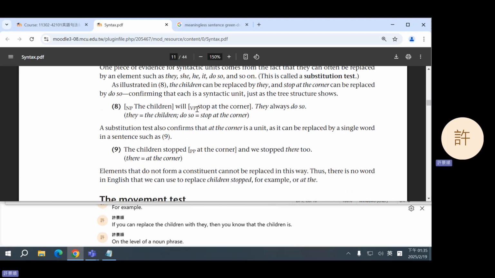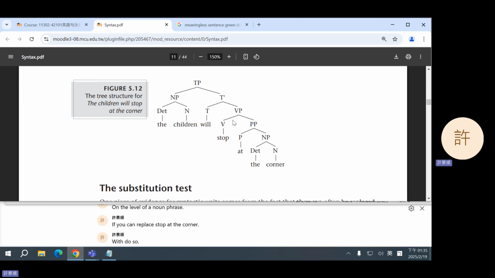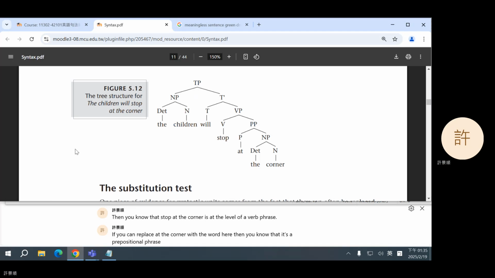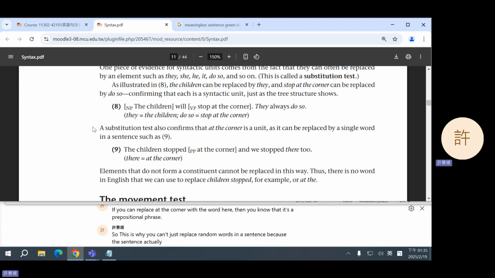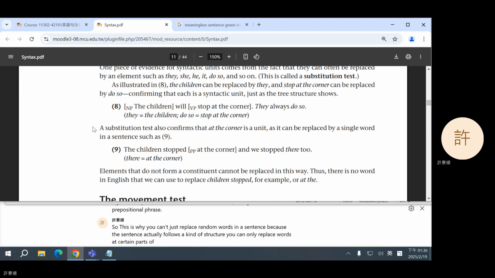If you can replace stop at the corner with do so, then you know that stop at the corner is at the level of a verb phrase. If you can replace at the corner with the word here, then you know that it's a prepositional phrase. So this is why you can't just replace random words in a sentence, because the sentence actually follows a kind of structure. You can only replace words at certain parts of the structure.